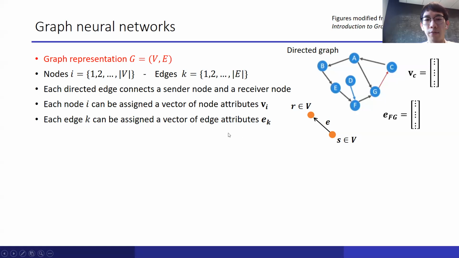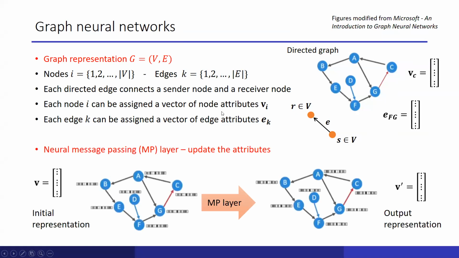After building a graph, another important question is how to learn something from the graph data. In other words, how to update the attributes in the graph. People use a layer called neural message passing. Assuming that this is an input graph with the initial representation of the data at each node, the output of the MP layer is still a graph. However, the information of the nodes and edges has been updated.